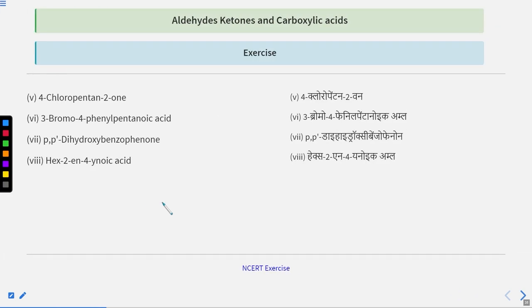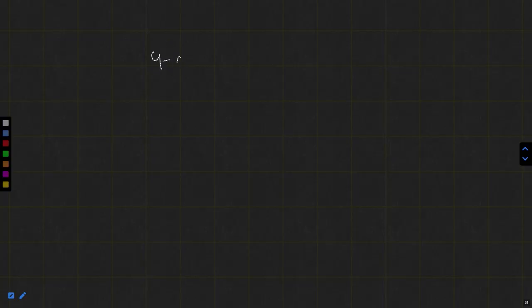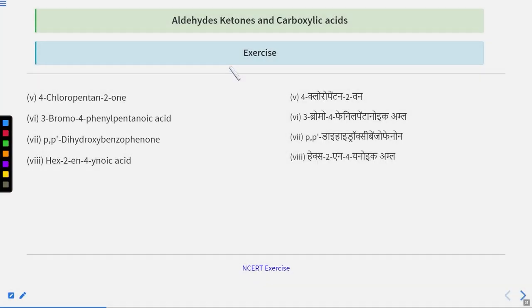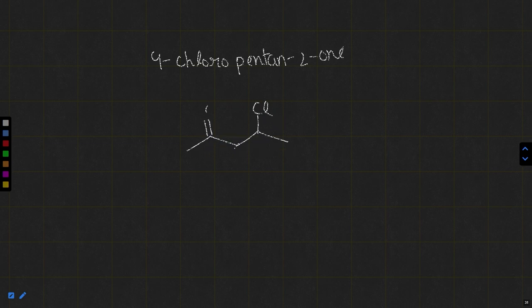Next is 4-chloropentan-2-one. So 1, 2, 3, 4, 5. At 4 we have chloro, and at 2 position we have ketone.